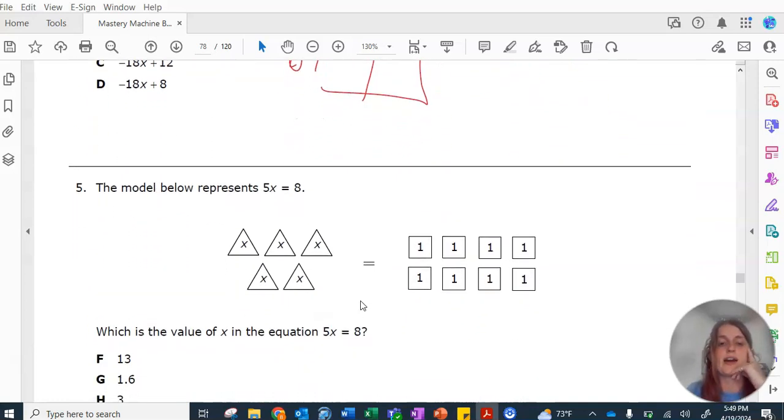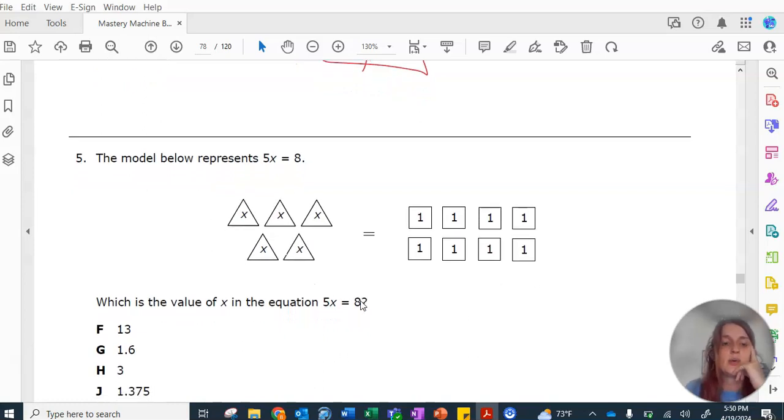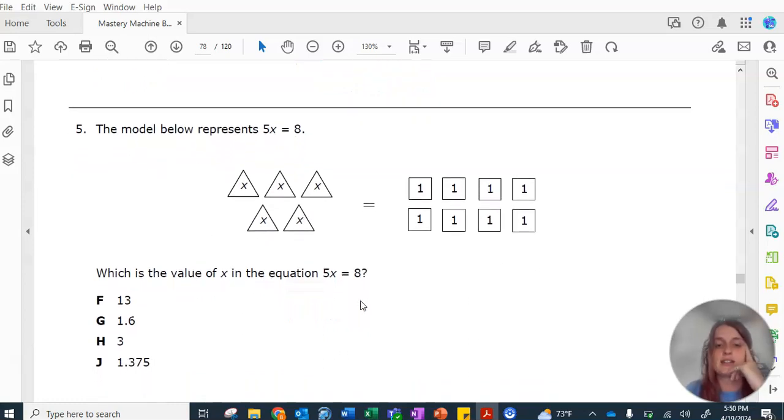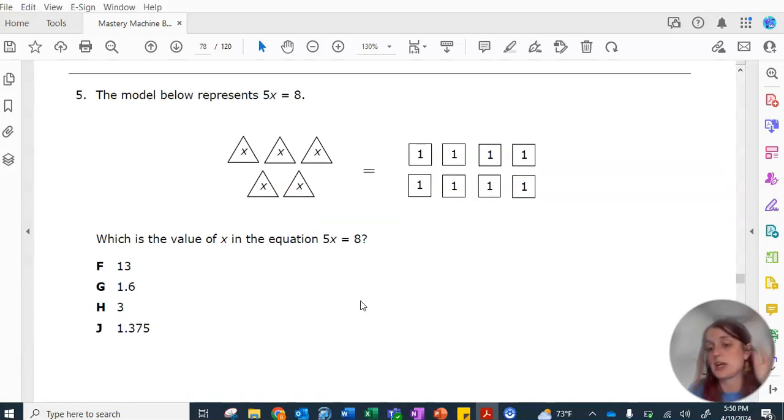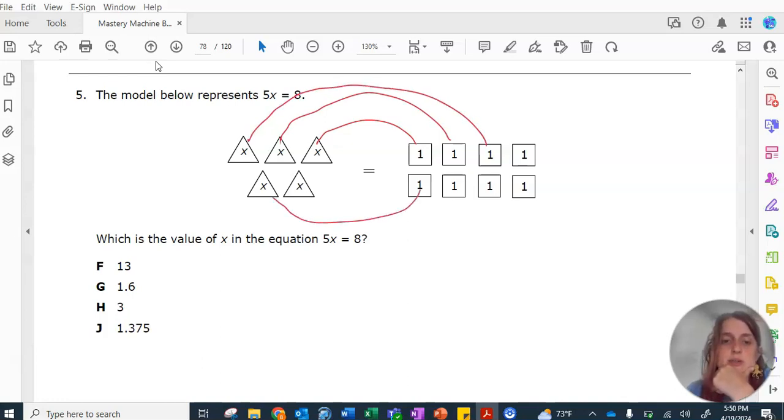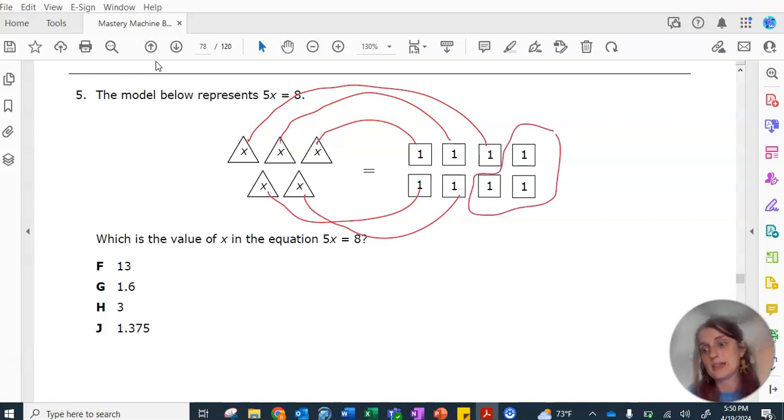The model below shows 5x equals 8. What is the value of x in the equation? 5x equals 8. The beautiful part about this is you didn't actually need the picture. If the picture helps you, that's great. I can see that if I wanted to solve it by the picture, I'd say this one goes with this x, this one goes with this x, this one goes with this x, this one goes with this x, this one goes with that x. Oh no, I have 3 left. So I'm going to have 1 whole, and then I'm going to have to break that 3 into 5 equal parts. Or you can ignore the picture completely and isolate x by doing the opposite of times 5.